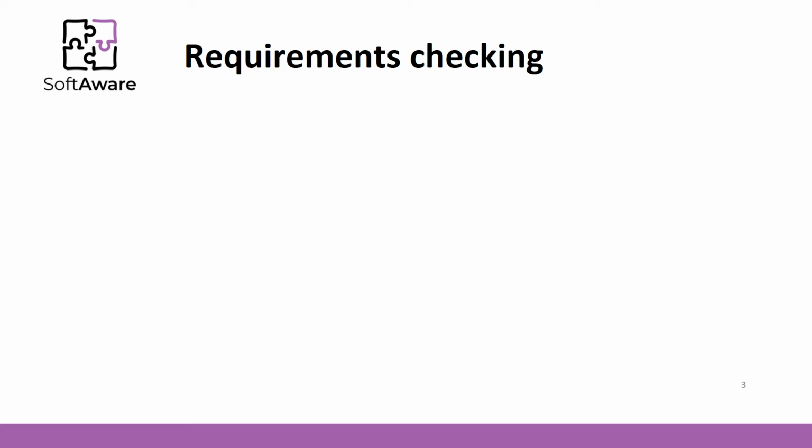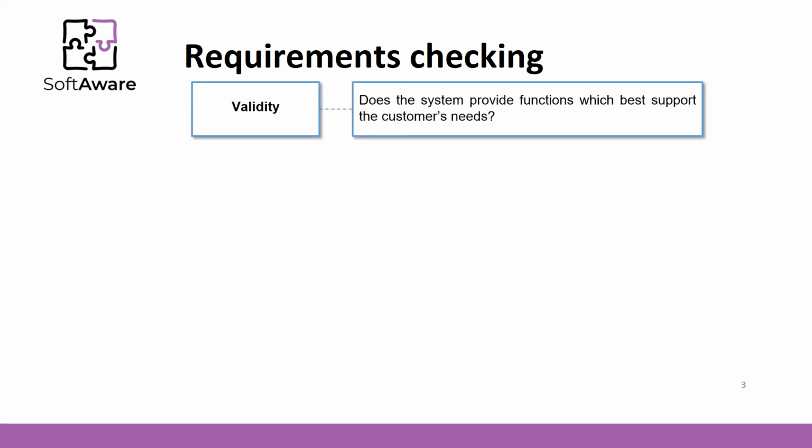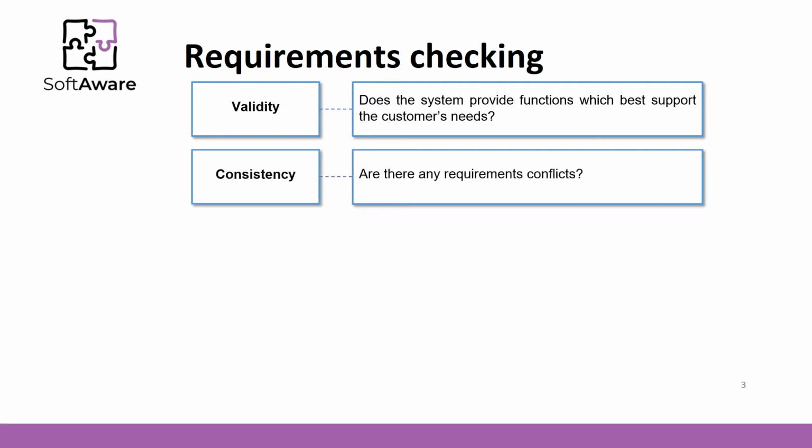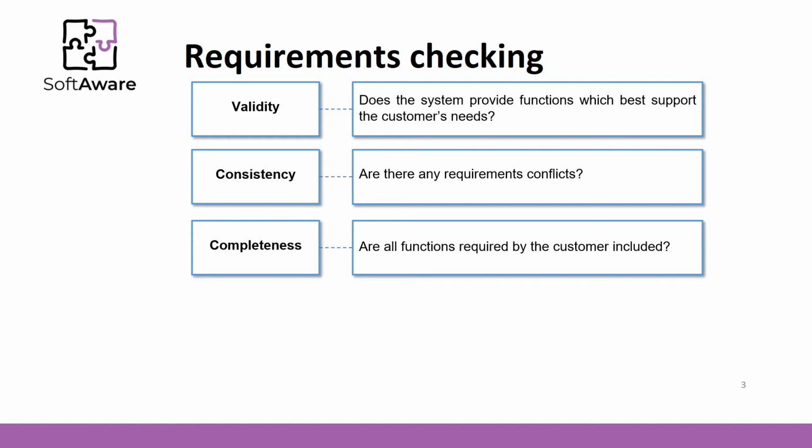So, what are the main requirements that need to be checked? The first one I have already mentioned, that is validity. To check whether or not it fulfills the requirements, you should answer the question: does the system provide the functionality that best supports the customer's needs? Consistency is about checking if there are no conflicts among different requirements. Then goes completeness, which checks if all required functions are included.